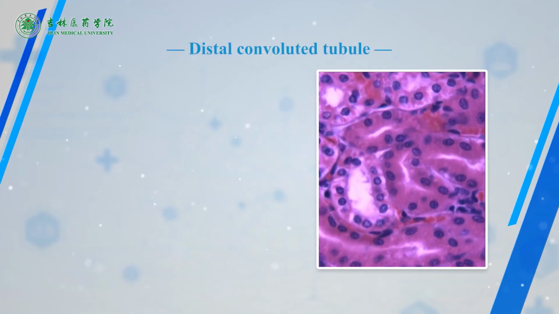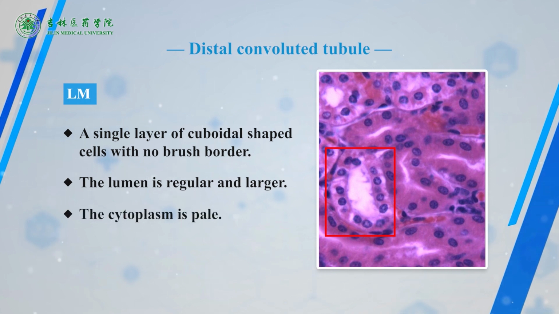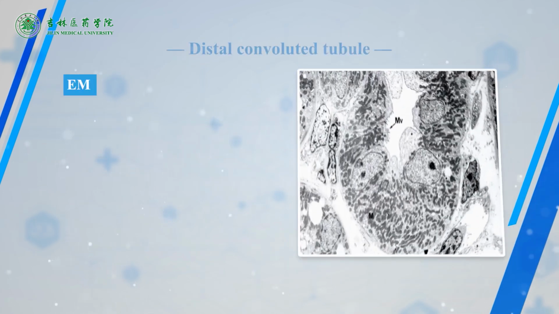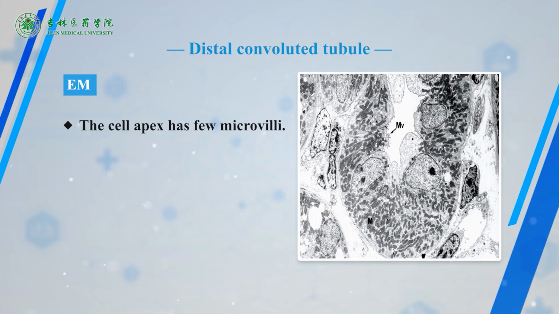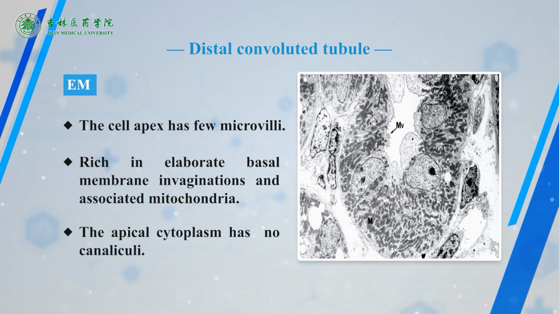Distal convoluted tubule. Distal convoluted tubule is lined by a single layer of cuboidal-shaped cells with no brush border. The lumen is regular and larger. The cytoplasm is pale. The outline of the cell is distinct. The cell apex has few microvilli, rich in elaborate basal membrane invaginations and associated mitochondria. The apical cytoplasm has no canaliculus.